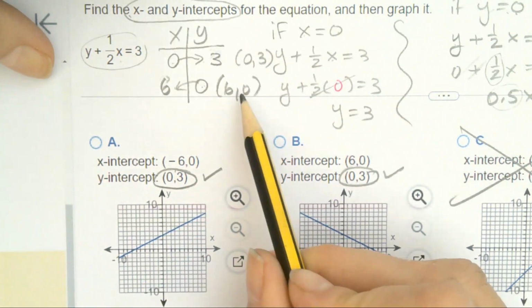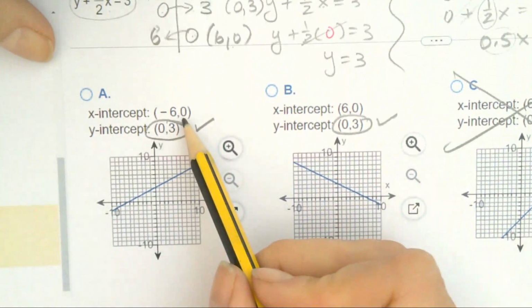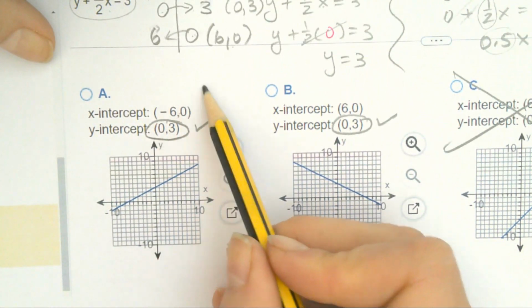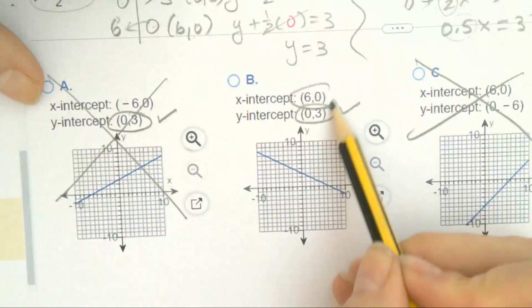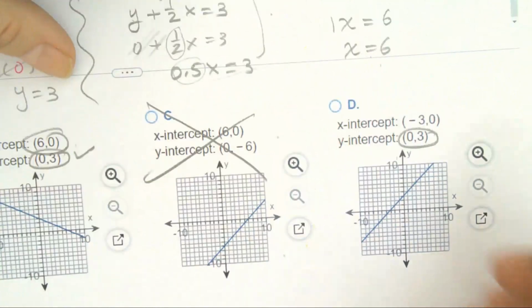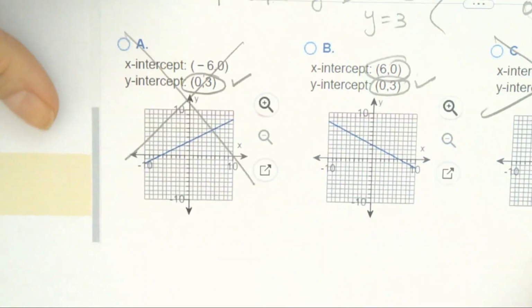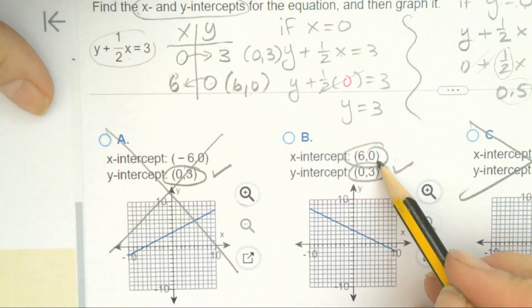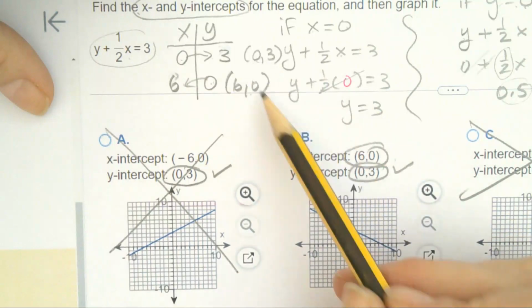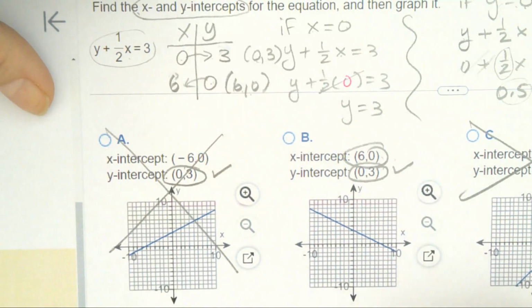So which graph has 6, 0? Well, this one's negative 6, 0, so it's not this one. This one's 6, 0. Let's look at the last one. Negative 3, 0. It's not this. So here's our x and y intercepts. Look, 0, 3, 6, 0. So we know it's graph B.